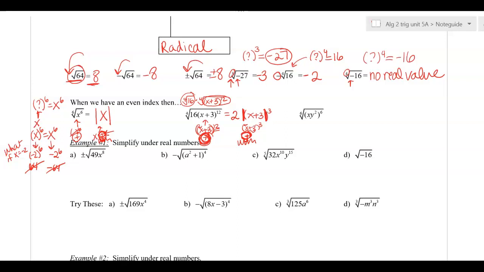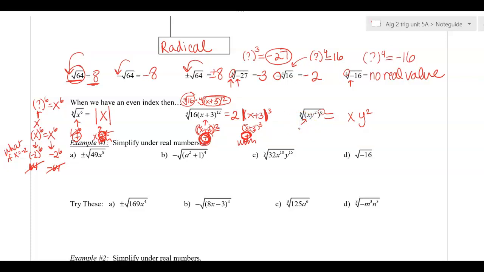All right, so one more here. We have (xy²)⁶ under the sixth root, so it's in a group. So the sixth root of something to the sixth power is just that thing. But again, we have to analyze what's going to happen. There are two variables in this one, so we have to look both at x and at y.